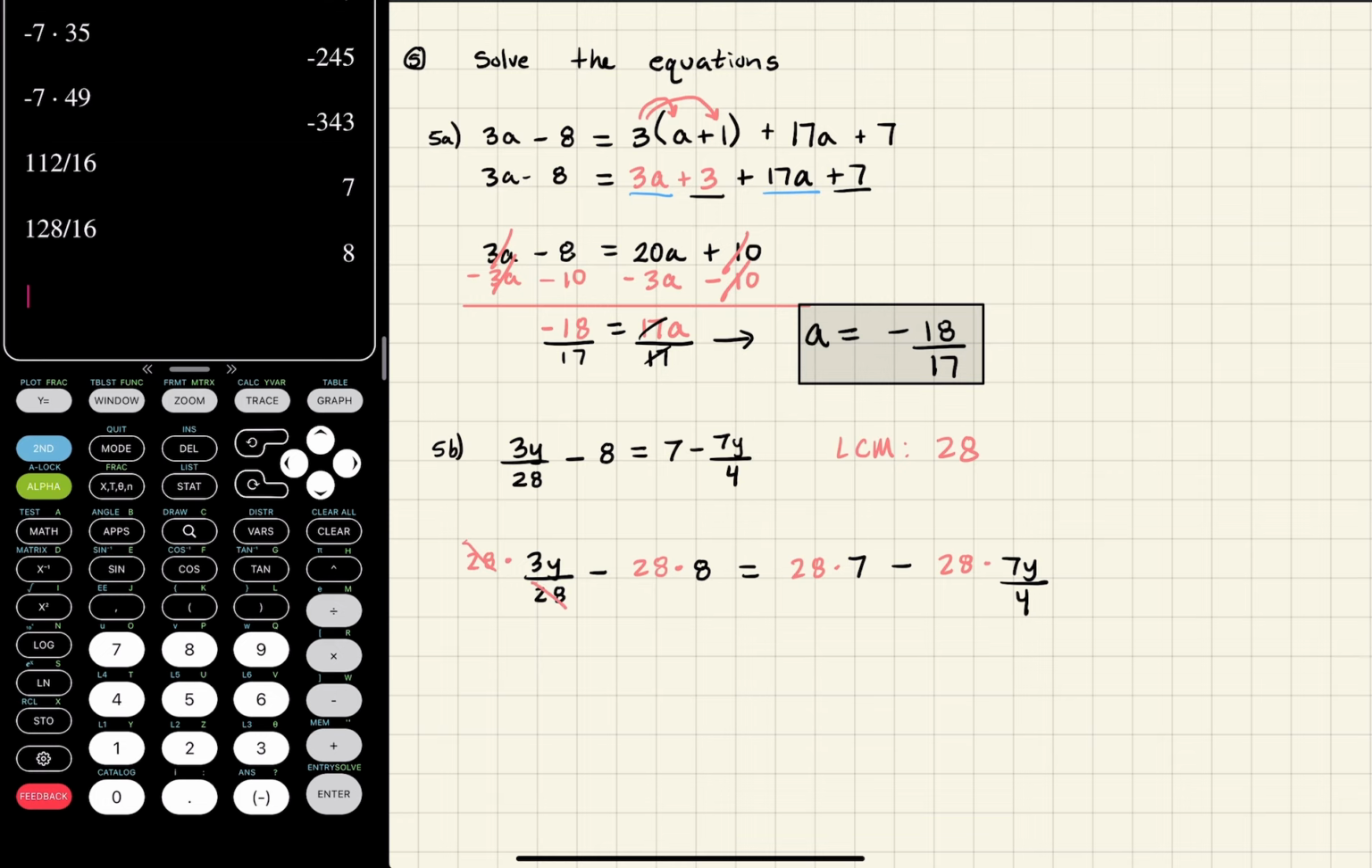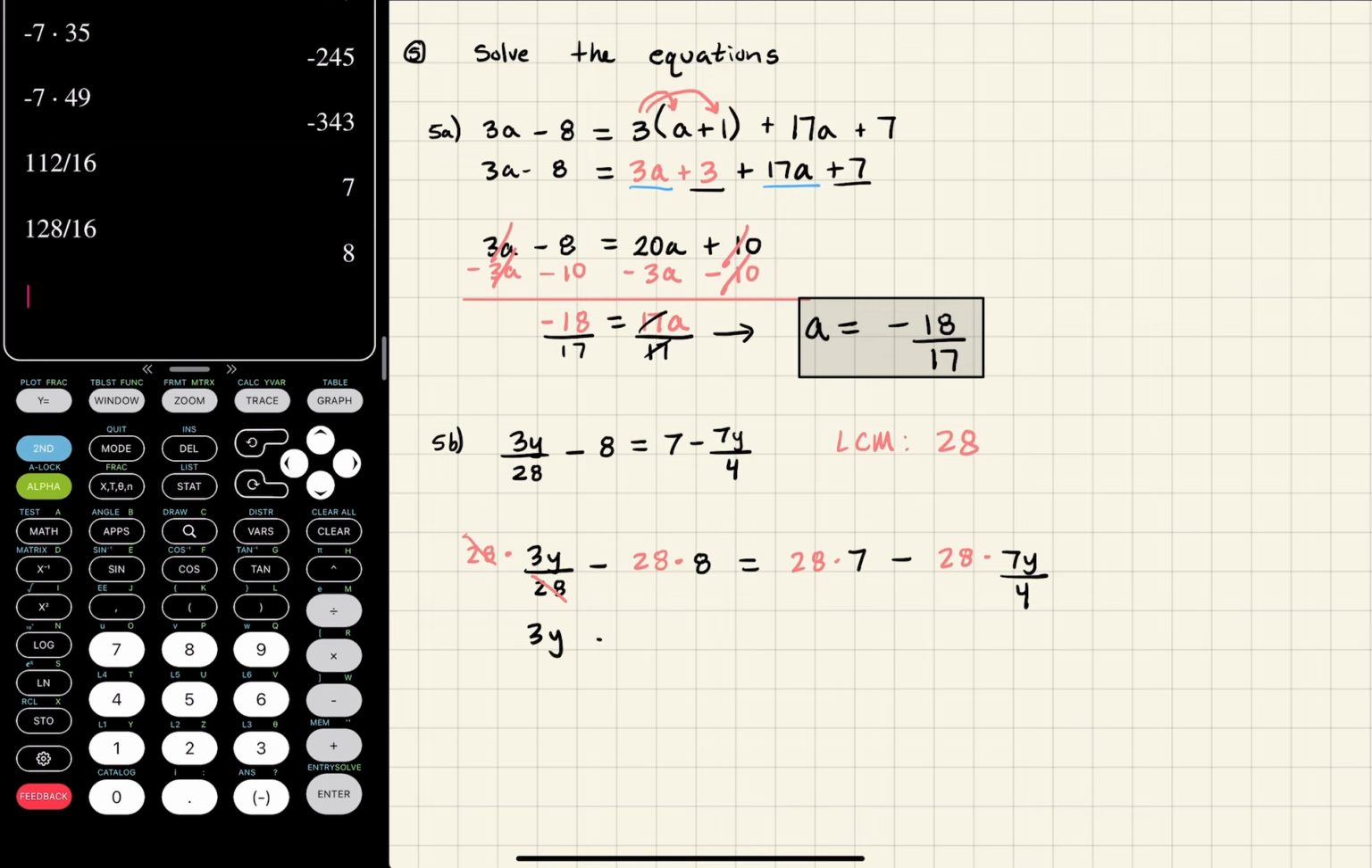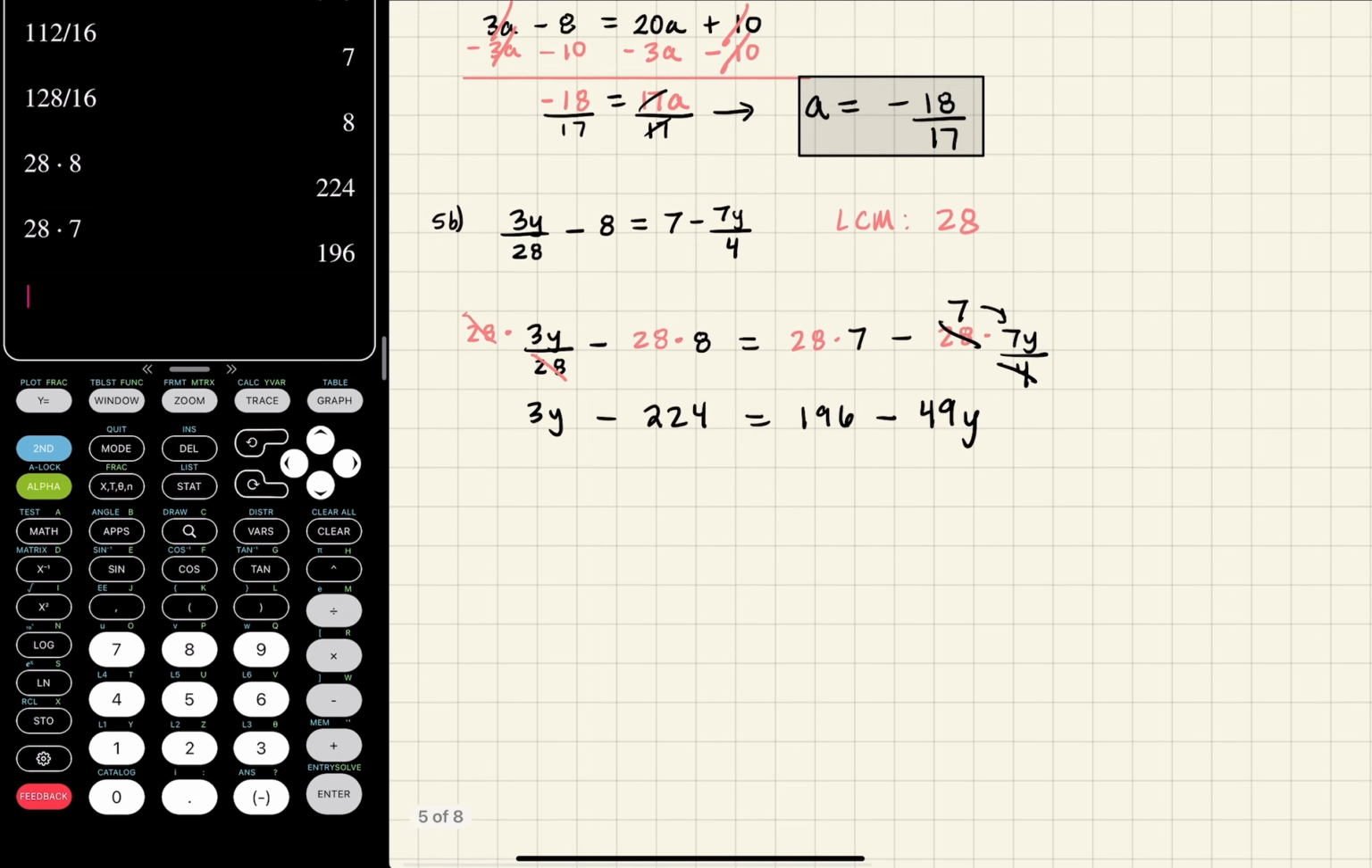28 over 28, those cancel, leaving us with 3y. 28 times 8, I don't know, but we can use our calculator here. That's 224. 28 times 7 is 196. And here, the 28 divided by 4 is 7, and 7 times 7 is 49 with the y. So now we've got a problem that looks a little easier to solve.